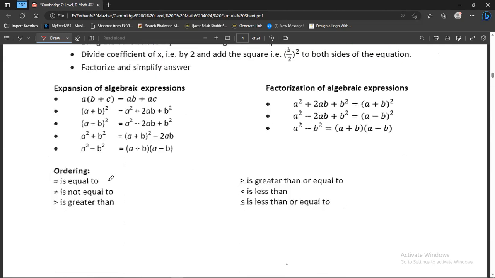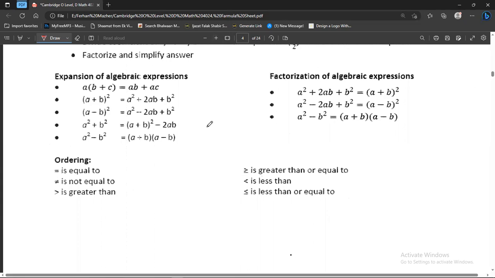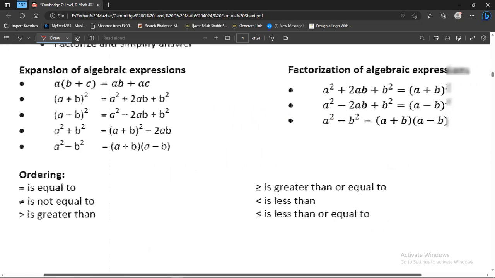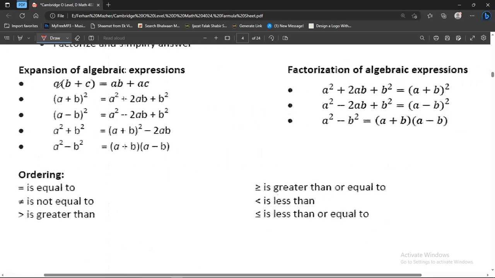Expansion of the algebraic expression, for example, a bracket b plus c, that will be, this a will multiply with both the terms in this bracket, so it will become ab plus ac. A plus b whole square is equal to a square plus 2ab plus b square. We say square of the first term plus 2 into first term into second term plus square of the second term. If you have a minus b whole square, that is equal to a square minus 2ab plus b square. In other words, we say square of the first term minus 2 into first term into second term plus square of the second term.